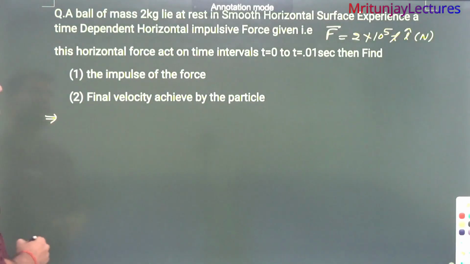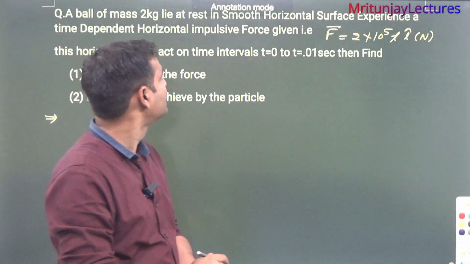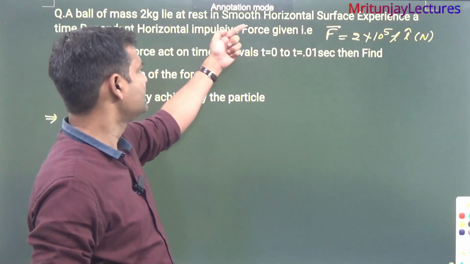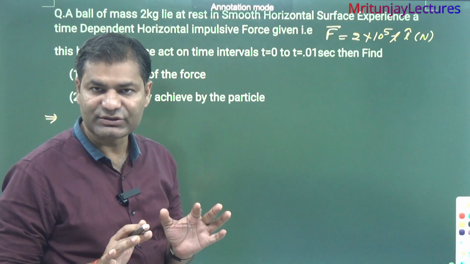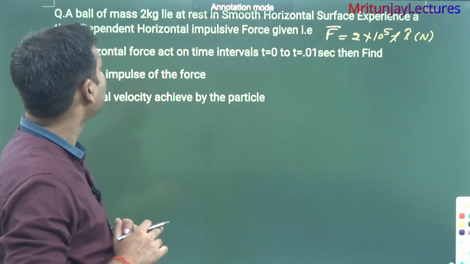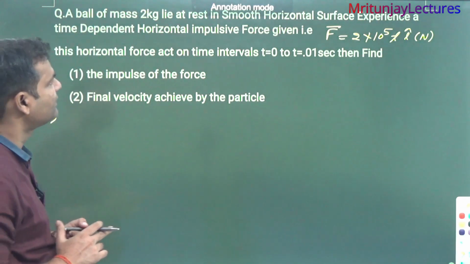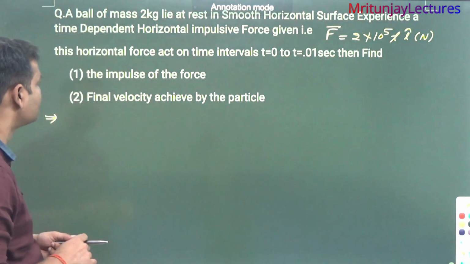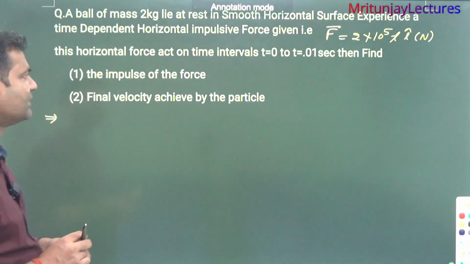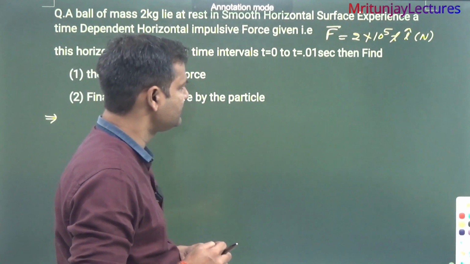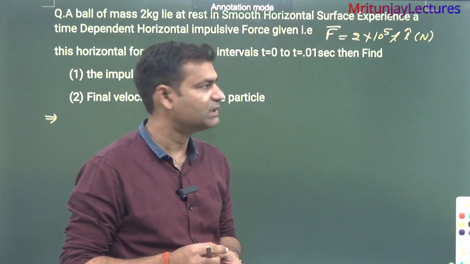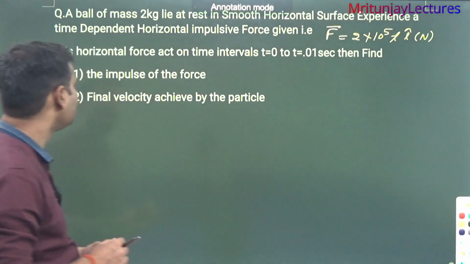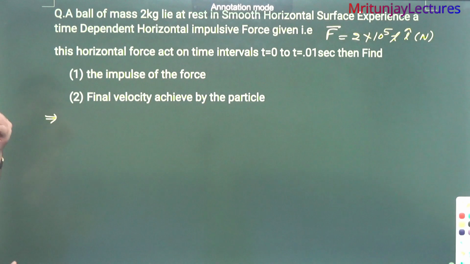Now the corresponding question. A ball of mass 2 kg lies at rest on a smooth horizontal surface, which means the initial velocity is 0. It experiences a time-dependent horizontal impulsive force, as given. This horizontal force acts over the time interval t equal to 0 to t equal to 0.1 second. Then find the impulse of the force. Our motto is to determine the impulse.